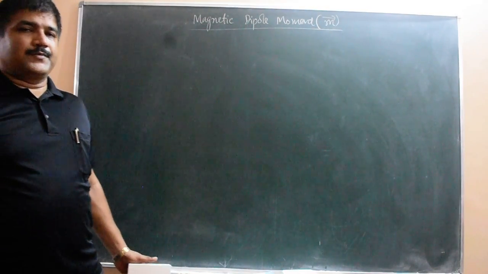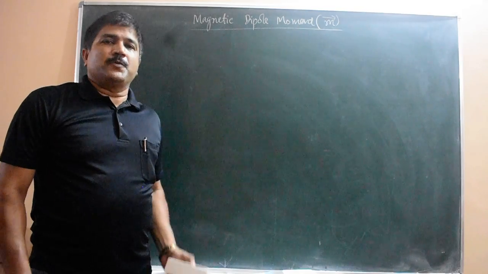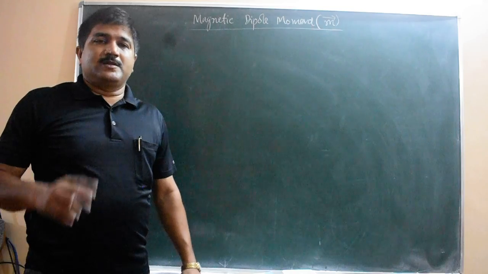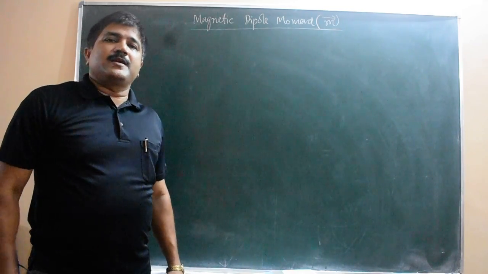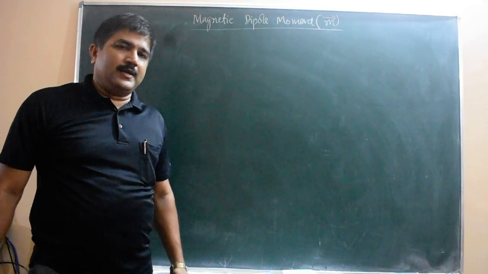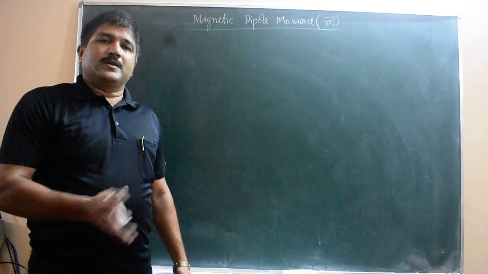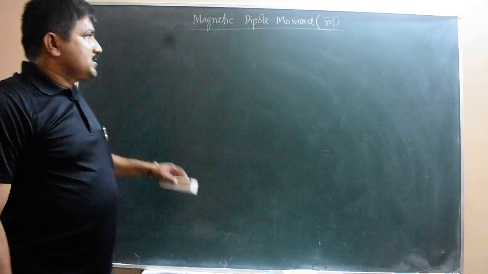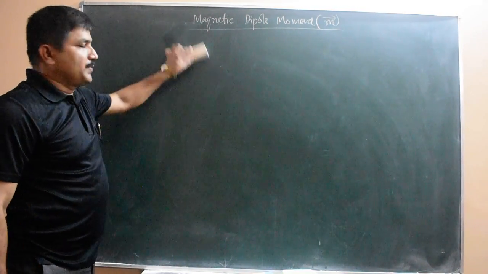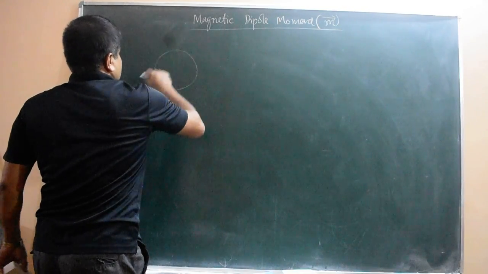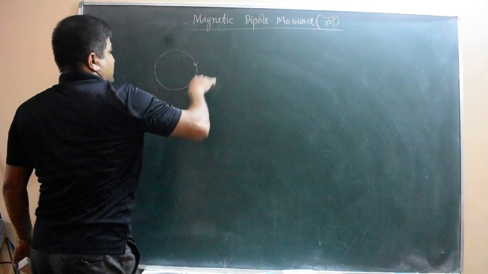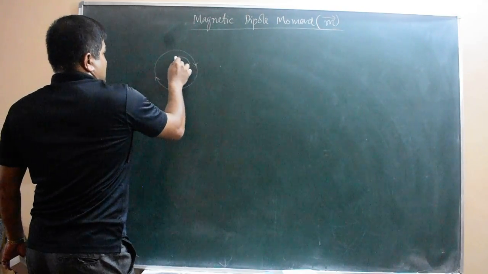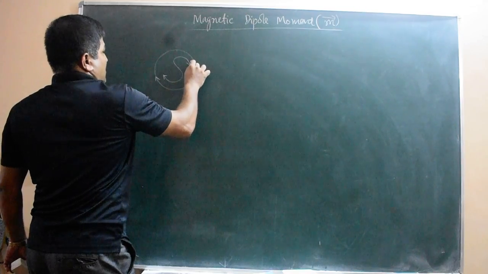Dear students, now I am going to discuss the magnetic dipole moment of a current loop. A current carrying loop acts as a dipole. One face of the loop behaves like a north pole and the other face behaves like a south pole. Suppose the current in the loop is clockwise.